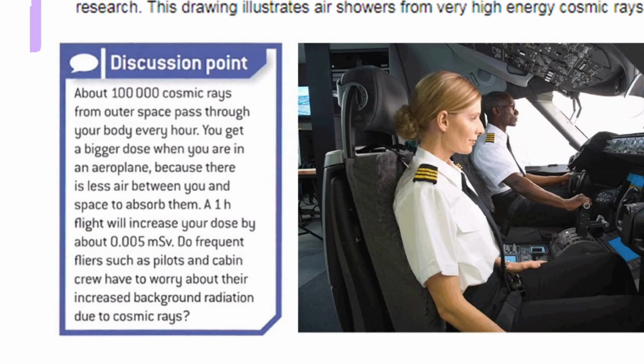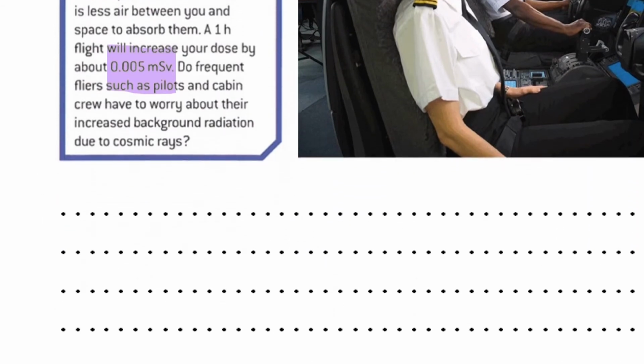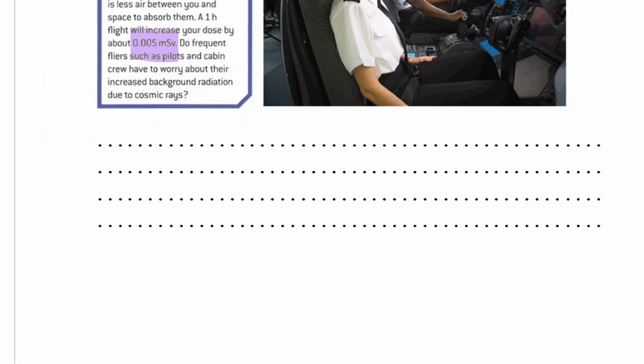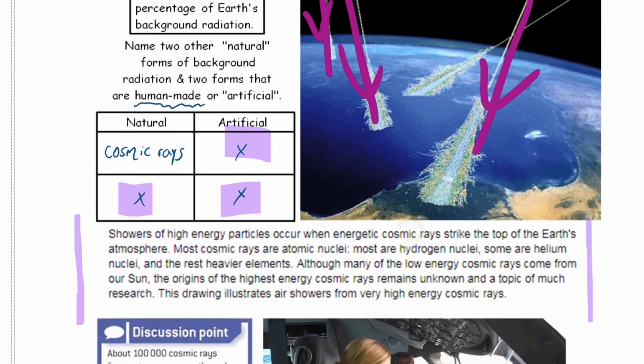It's making a point here that you get a bigger dose when you're on an aeroplane. In a 1 hour flight, you'll increase your dose by that much. So do frequent flyers and cabin crew have to worry about the increased background radiation due to cosmic rays? Well, in order to answer that, you need to know what would be a dangerous level and also how much they would receive. To answer that question, we need to know what would be a normal level.